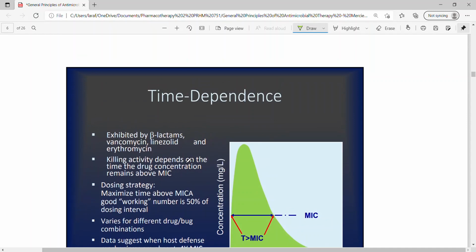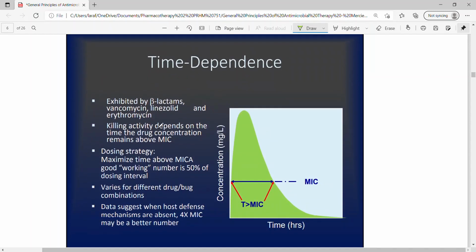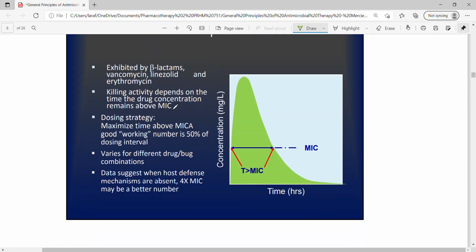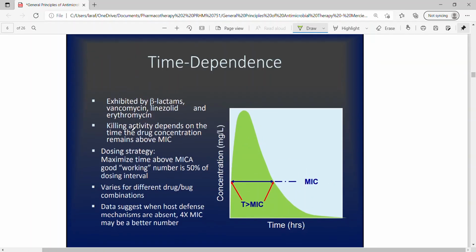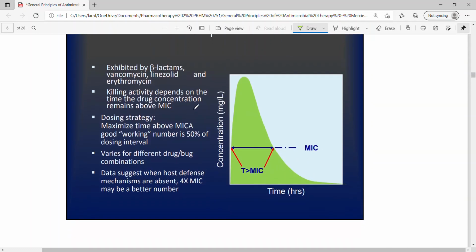So we have the time dependence. What is the time dependence? We have some of the time dependent antibiotics. We have to talk about them. It is the beta-lactams, things like vancomycin, linezolid, and erythromycin. They're all time dependent. Sometimes they're mixed. Vancomycin, we'll get to that, but it's not necessarily just time dependent, but it's more like mixed. So we have the killing activity dependent on the concentration, obviously, and how long it remains above the MIC. So you want to stay here. You want to stay here all the time.